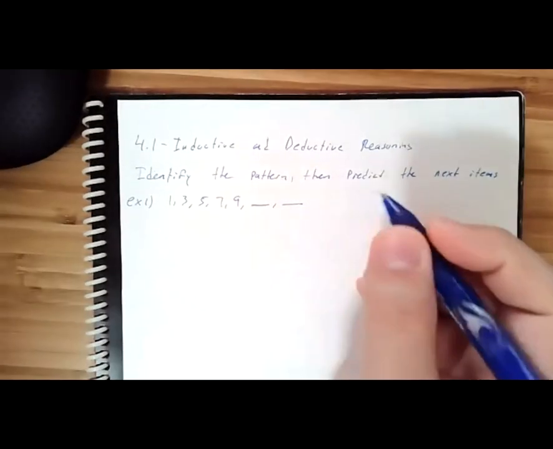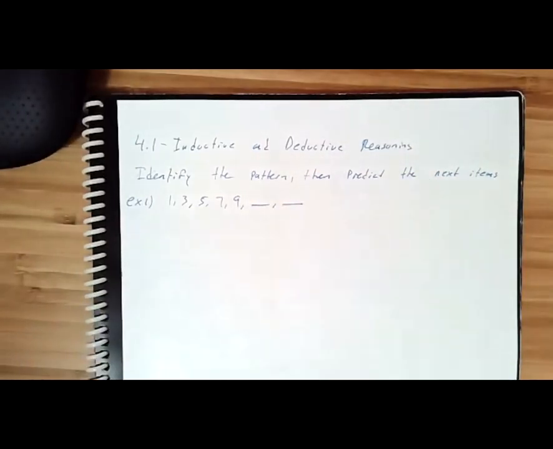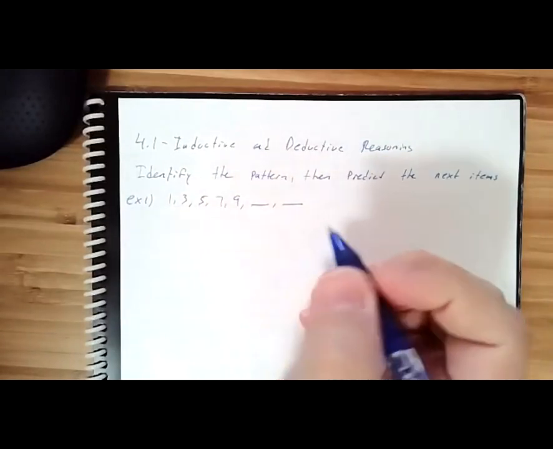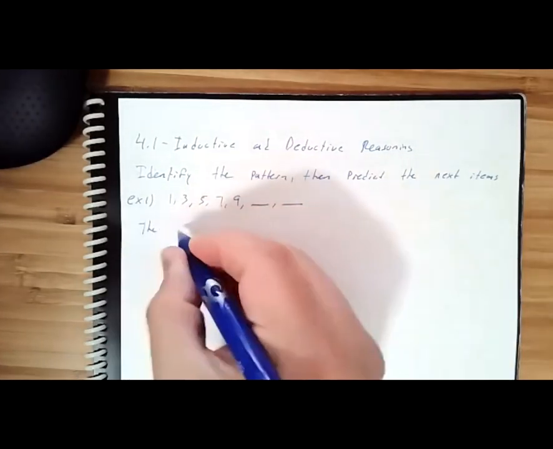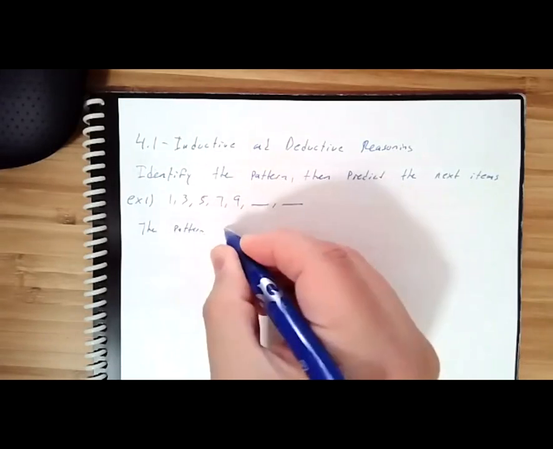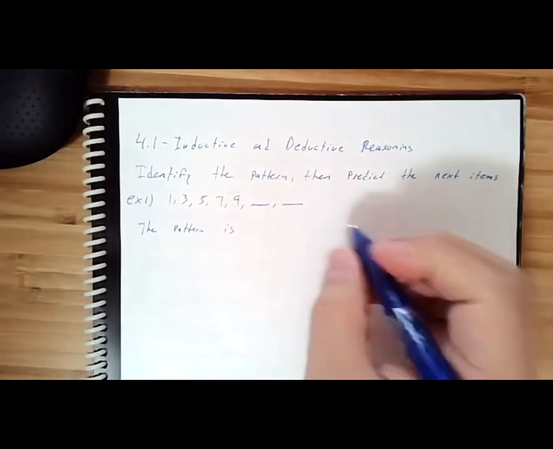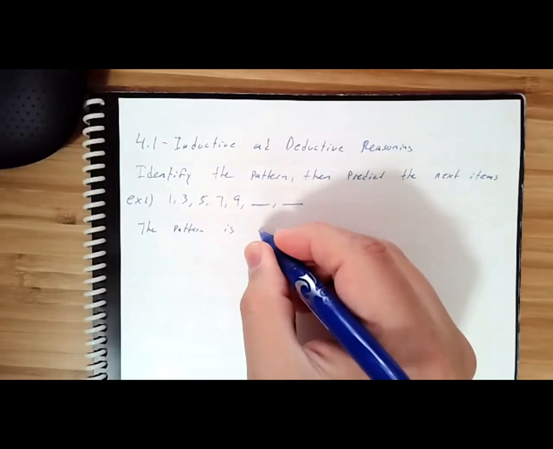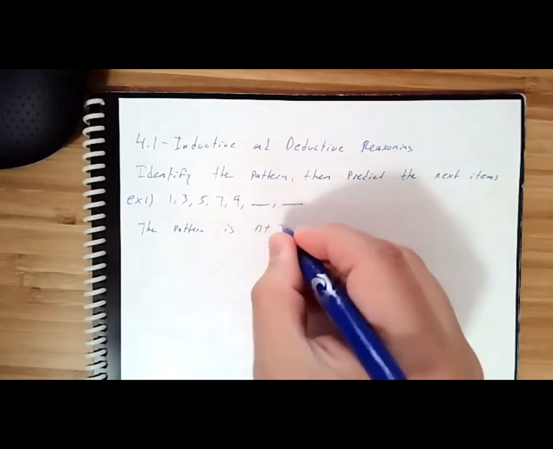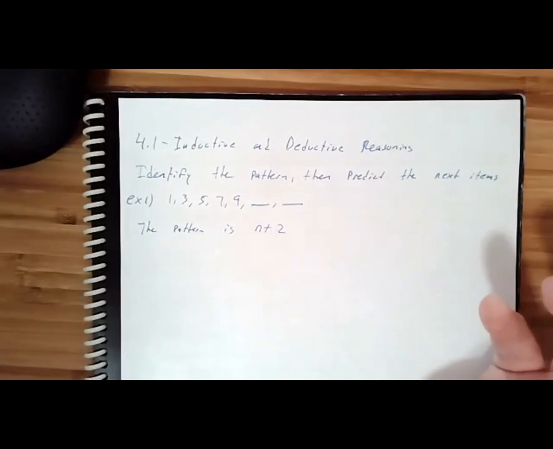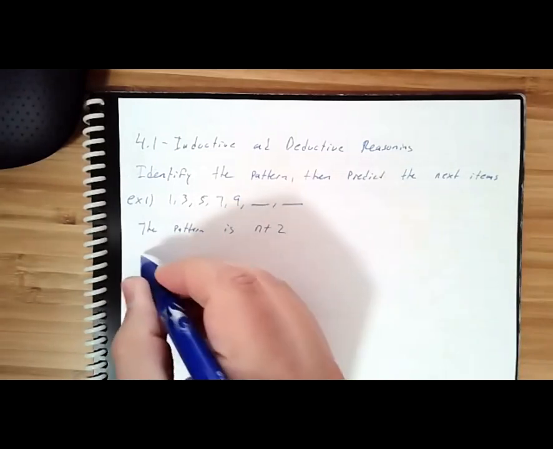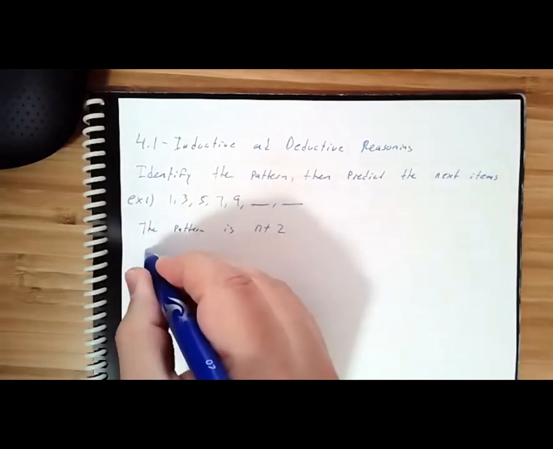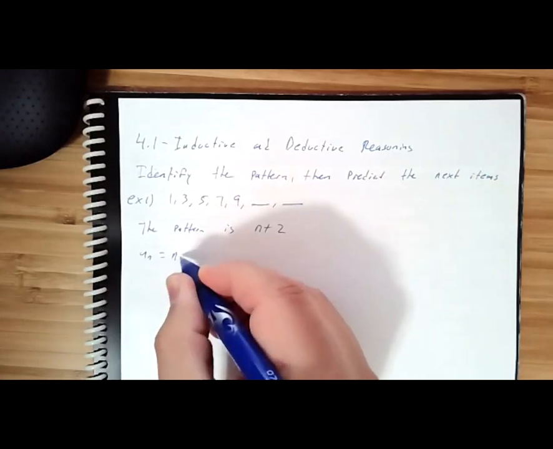So there's a couple ways to think about this. We can think of it as a sequence, but we should see that all we're doing is adding 2, right? So the pattern is basically n plus 2. So n is the number you start on. So if we call the sequence, let's say I call it a_n is equal to n plus 2.